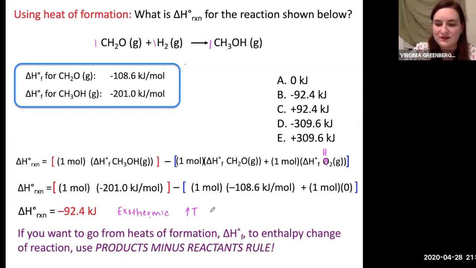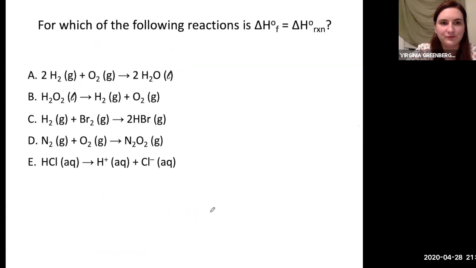So that is our products minus reactants rule. And so here I have another clicker question to kind of remind us of what we talked about at the beginning of the class with our standard states. Go ahead and take a second to pick which reaction has a delta H of formation equal to the delta H of the reaction. And if you need to, go ahead and pause me.